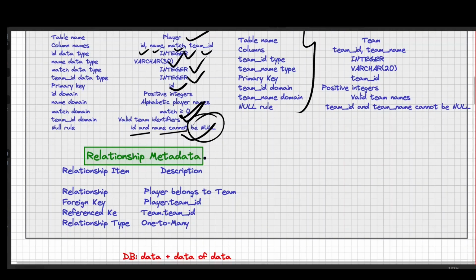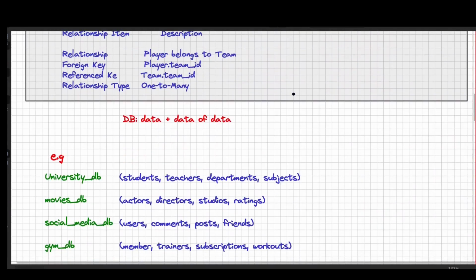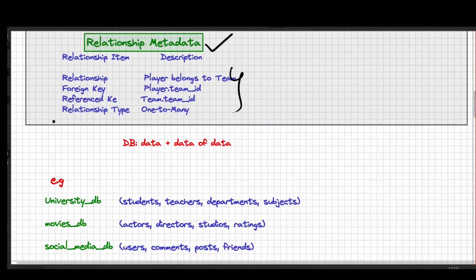Now let's see relationship metadata, which describes the relation among those data. Like here player table is related to team table. You can observe that team ID is common in both of the tables, and here team ID acts as foreign key and team ID in team table acts as reference key, which is again described in metadata. Also it shows what kind of relationship exists among those data, like here a one to many relation.